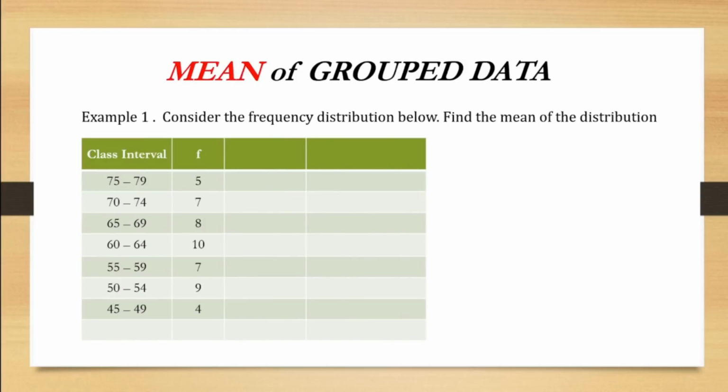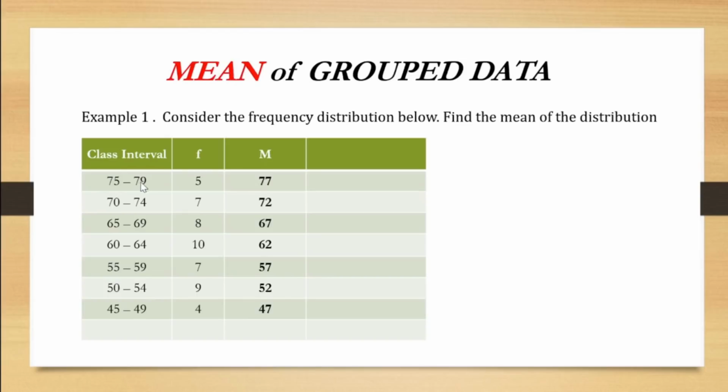So when we say grouped data, the data is organized in a frequency distribution table, where the first column is the class interval and the second column is the frequency. How to find the mean for grouped data? First, we have to find the midpoint, or the M, column.